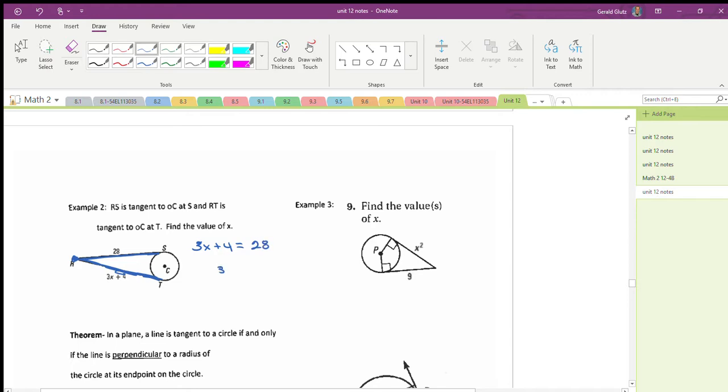So we just solve for x, so 3x is going to equal 24. So x will equal 8 after you divide both sides by 3. And that's what they asked us to do, find the value of x.